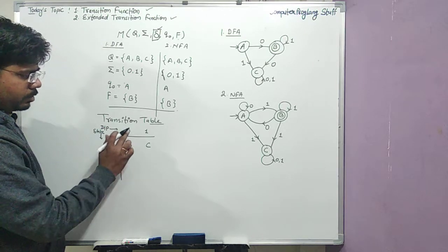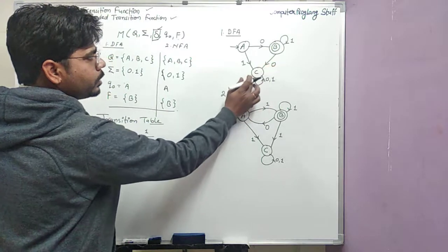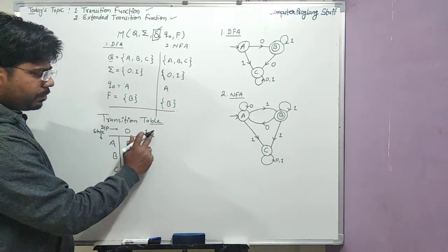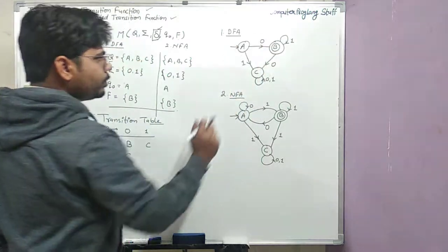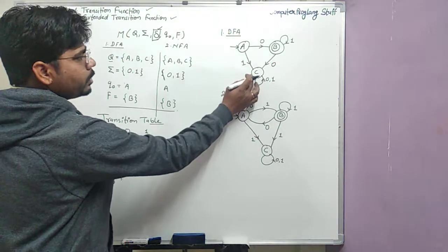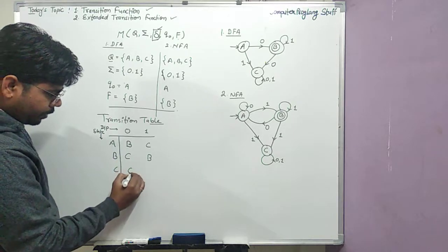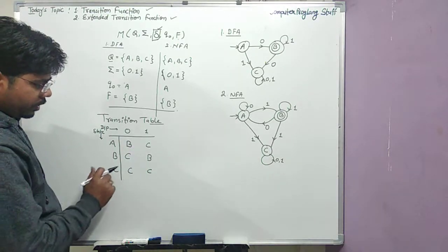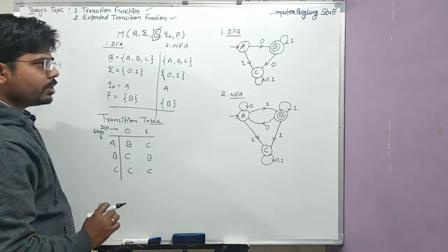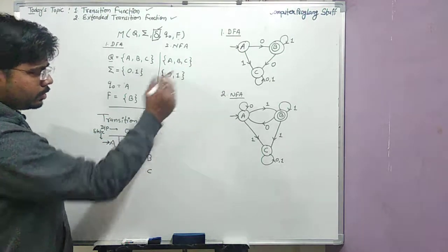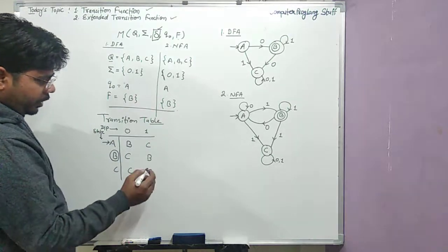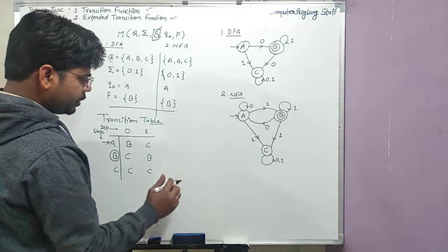And from state B for the transition 0, the state is C, and from state B for transition 1 there is a self loop of 1, so from B we are reaching B. And C has a self loop of 0 and 1, so in both cases we get C and C. In this transition table, these are input symbols, these are states, this is the initial state, and this is our final state. So this transition table is for DFA.